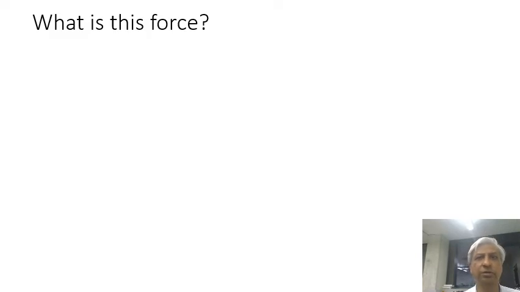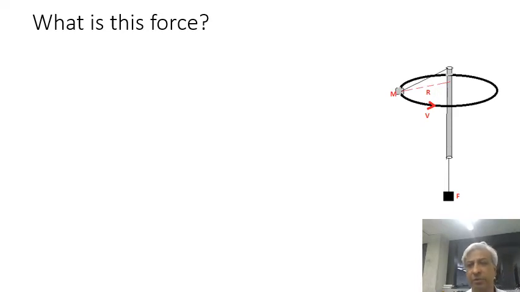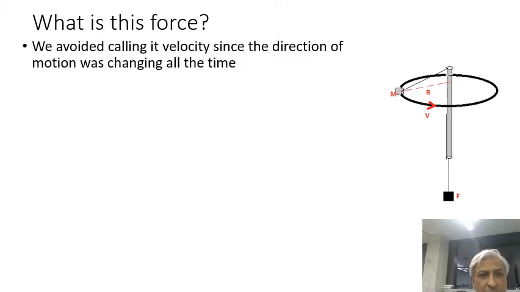What is this force we have computed just now? Here is a representation of the experimental setup we used. You see the PVC tube with a string passing through it and a force applied by a hanger in the bottom, with a mass being swirled around whose mass is m. R is the radius of the circular path and v is the speed with which it is going around in the circle. We avoided calling it velocity since the direction of the motion was changing all the time as it is going around a circle.